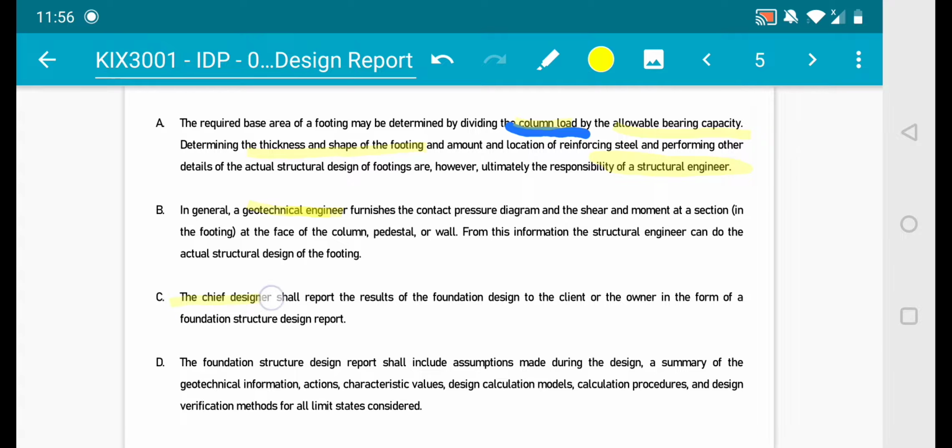And then C, the chief designer should report the result of the foundation to the client or the owner in a form of foundation structure design report. So the chief designer should be your group leader, and the owner or client should be us. And D, the foundation structure design report shall include assumptions made during the design, a summary of the geotechnical information, action, characteristic values, design calculation models, calculation procedures, and design verification methods for all limit states considered. So all of this is inside this foundation structure design report.